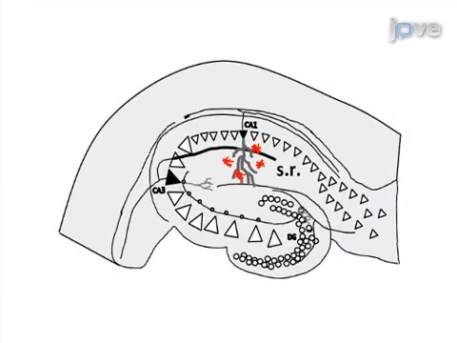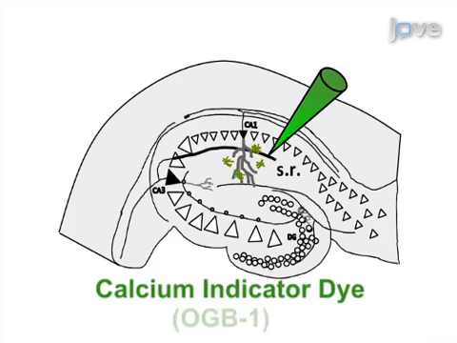The final step is to load the astrocytes in the stratum radiatum of the slice with calcium indicator using a back pressure loading protocol.